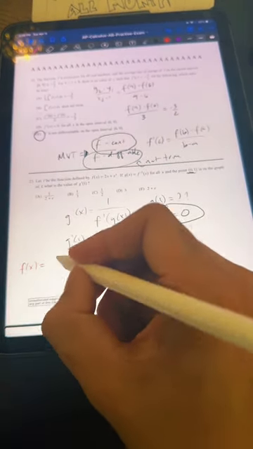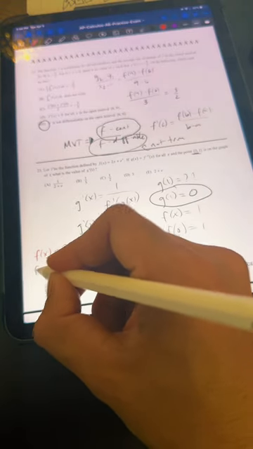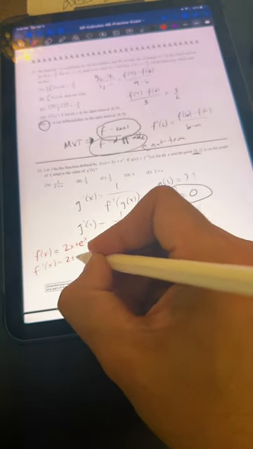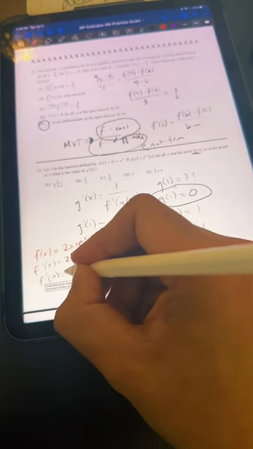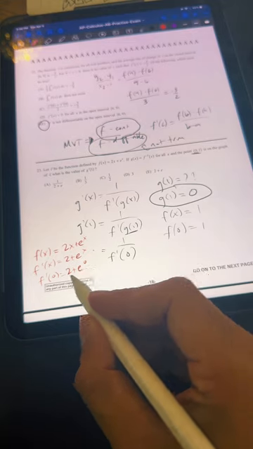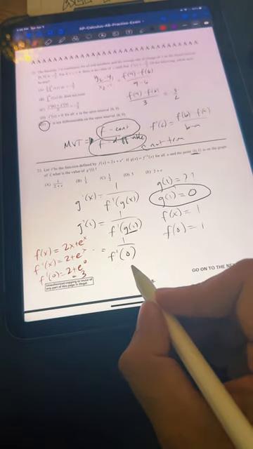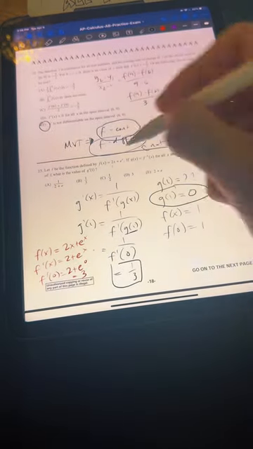So now all we have to do is find the derivative of f. The function f is 2x plus e to the x. f prime of x is equal to 2 plus e to the x. If I plug in 0, f prime of 0 is equal to 2 plus e to the 0. Don't forget, e to the 0 is 1. 1 plus 2, that's just 3. So now we have our answer, 1 over 3.